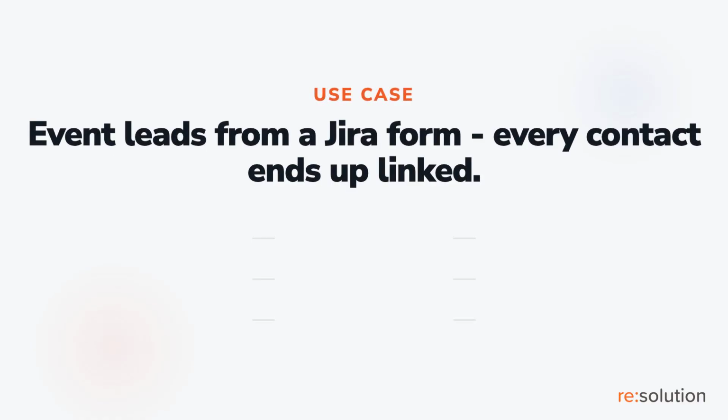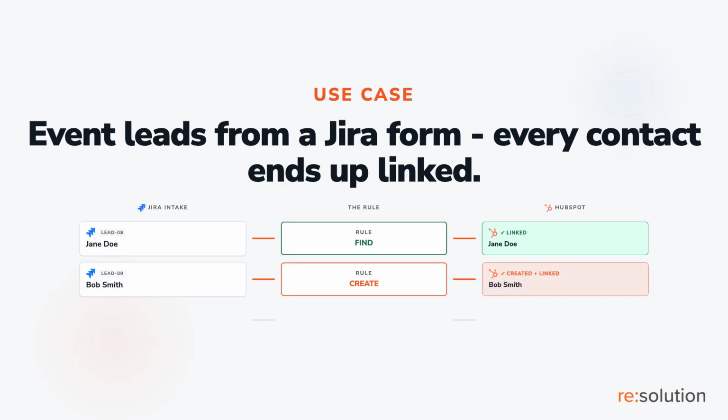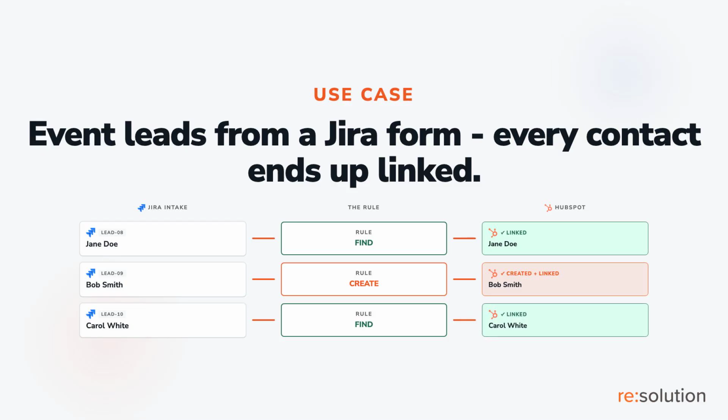Let's bring it to life with a use case. Imagine your sales team is running an event and leads come in through a Jira intake form. Some of those leads are already in HubSpot as contacts from past campaigns. Others are completely new. With this rule, you don't have to think about it. Existing contacts get linked automatically. Brand new contacts get created and linked. Either way, every Jira work item ends up connected to the right HubSpot record.